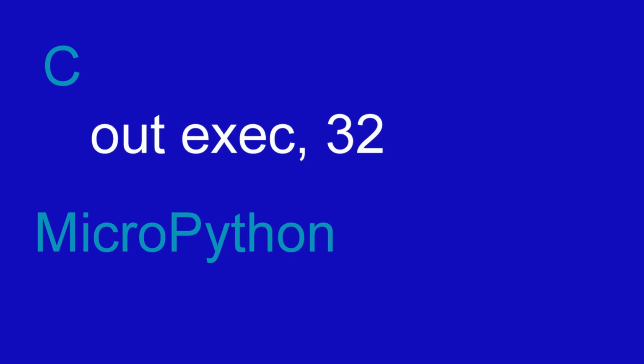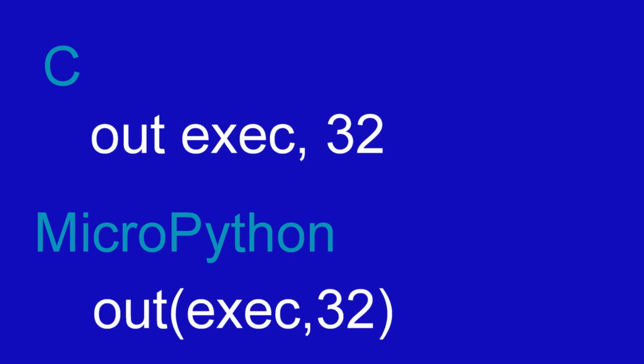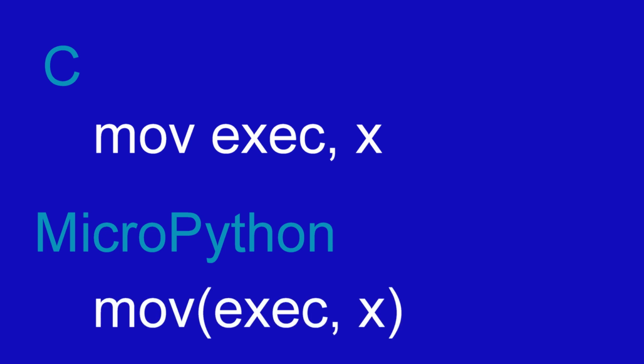Let's mention the other two PIO exec instructions before I demonstrate the program. The MicroPython version for out exec32 is out(exec, 32). And the MicroPython version for move exec x is move(exec, x). These MicroPython commands work identically to their C counterparts.